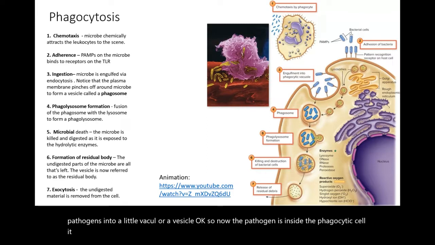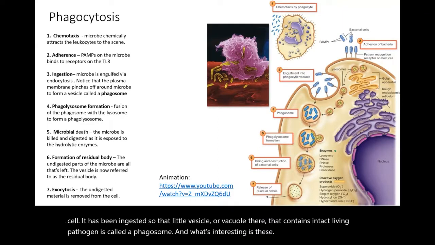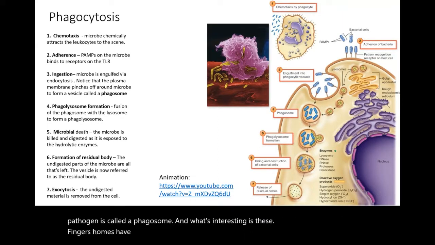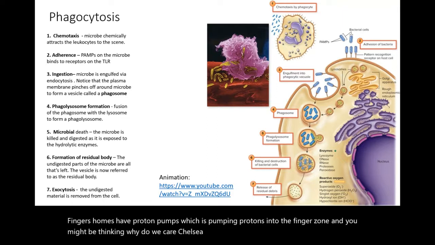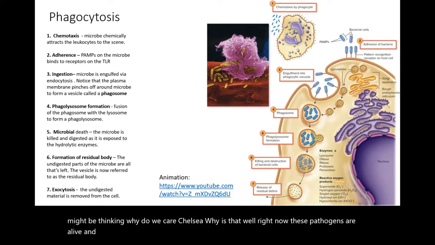It has been ingested. So that little vesicle or vacuole there that contains intact living pathogen is called a phagosome. And what's interesting is these phagosomes have proton pumps, which are pumping protons into the phagosome. And you might be thinking, why do we care, Chelsea? Well, right now, these pathogens are alive and well. We don't want that. We want to digest them and eliminate them.